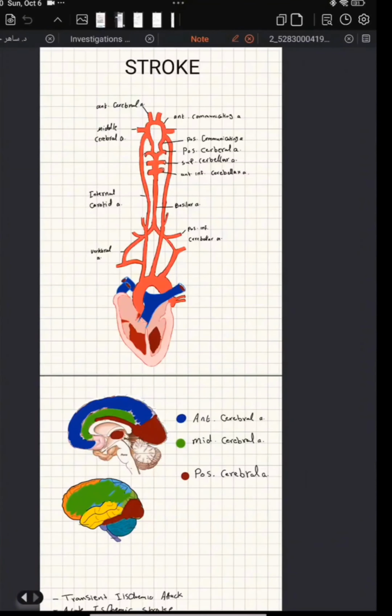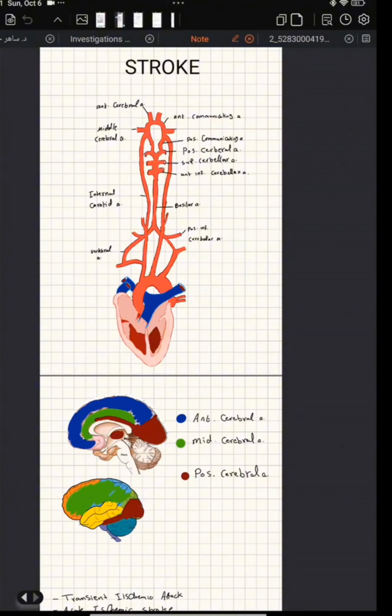Today I will try to explain stroke. Basically, what is stroke? Stroke is a common medical emergency. It is commoner with increasing age, greater poverty, and with vascular risk factors. What are the types of stroke?